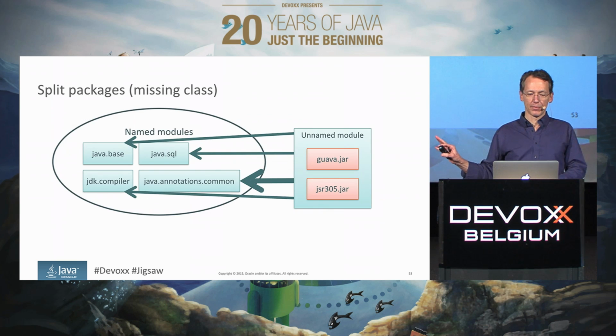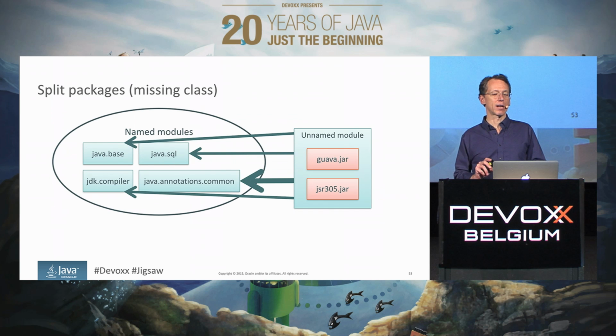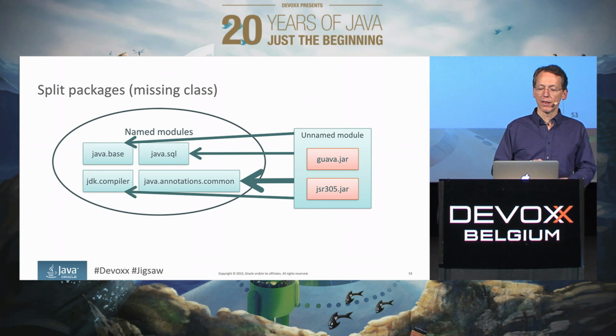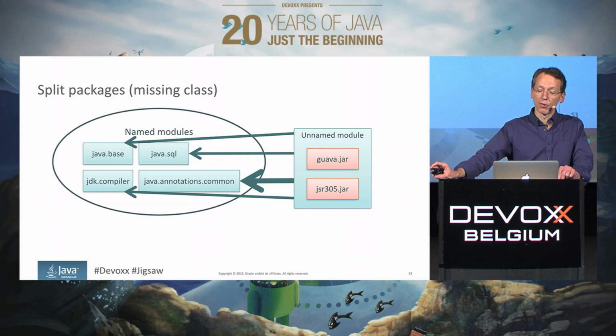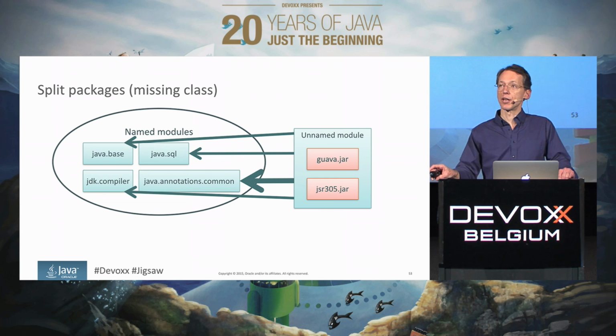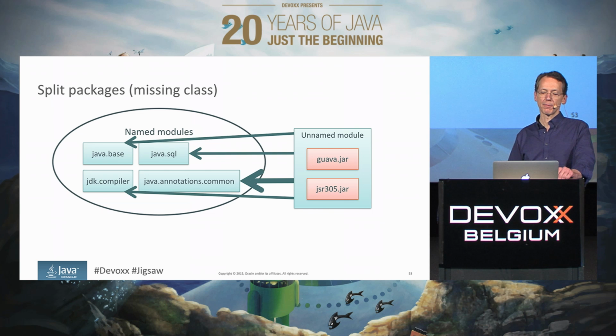Many years ago, JSR 305 proposed annotation types to help with bug detection. The famous ones are javax.annotation.Nullable and javax.annotation.Nonnull. Guava supports them, despite the fact that JSR 305 to this day has not been finished. The javax.annotation package is actually owned by JSR 250, Common Annotations for the Java Platform. There's a module dedicated to JSR 250 called java.annotations.common. It exports the javax.annotation package.